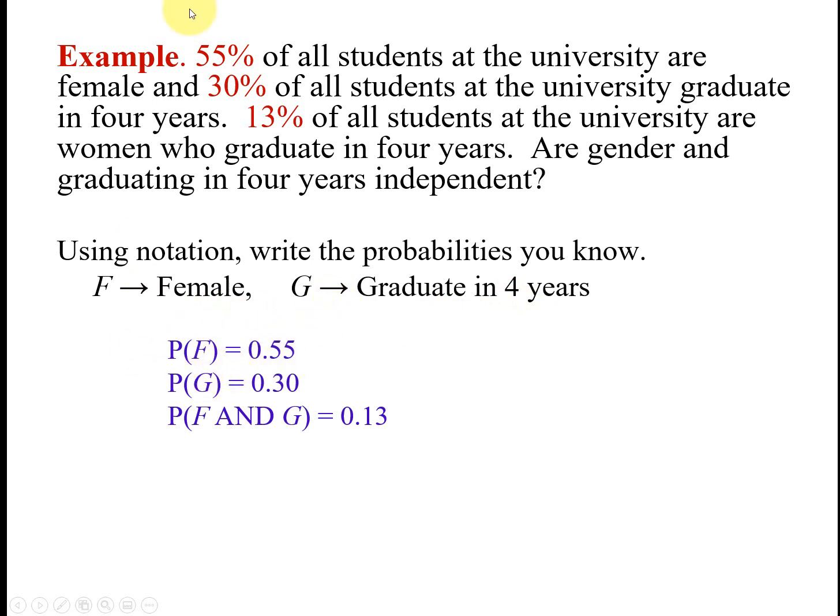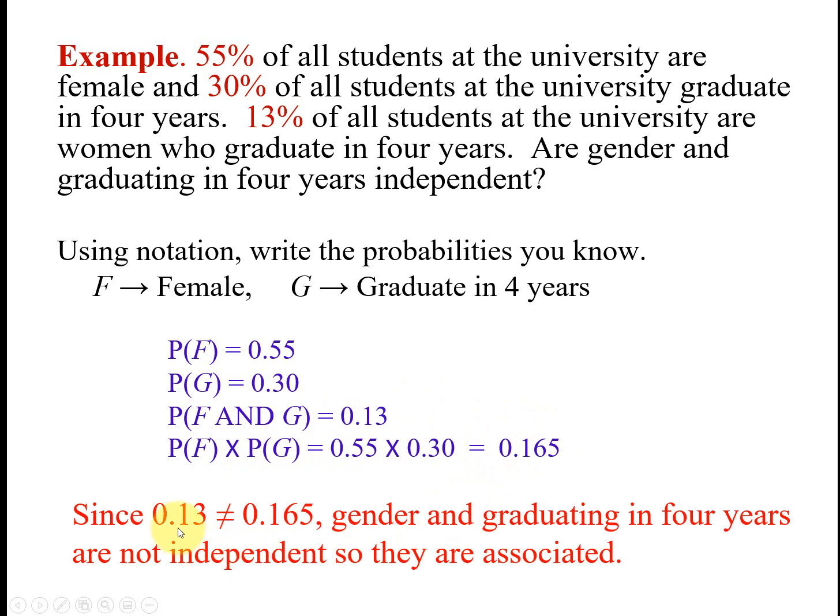Probability of F is 0.55, from up here. And probability of G, graduating in 4 years, is just this 0.3. And the intersection of those both is 13%, because we were told that 13% of all the students at the university are women who graduate in 4 years, 0.13. So if we multiply these unconditional probabilities, you can see that it does not equal this. So since they are not equal, gender and graduating in 4 years are not independent, so they are associated or dependent.